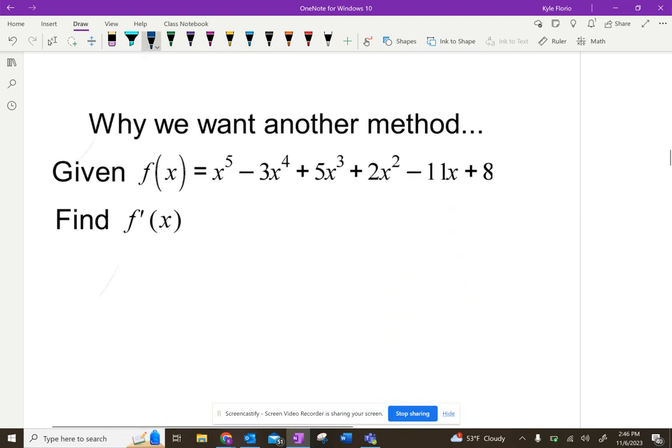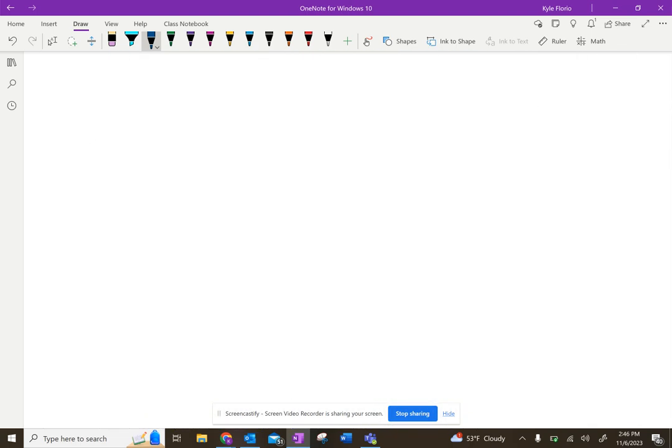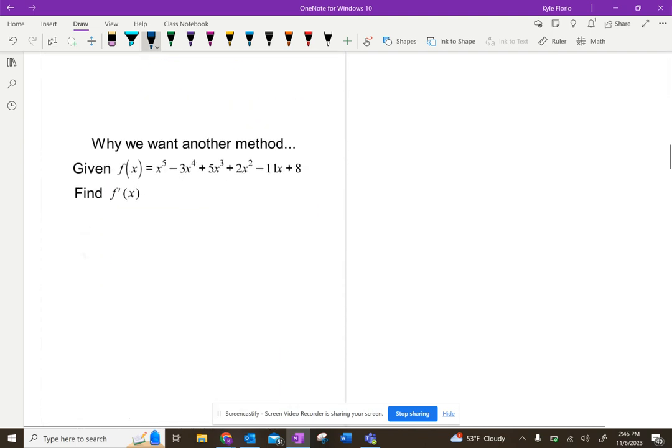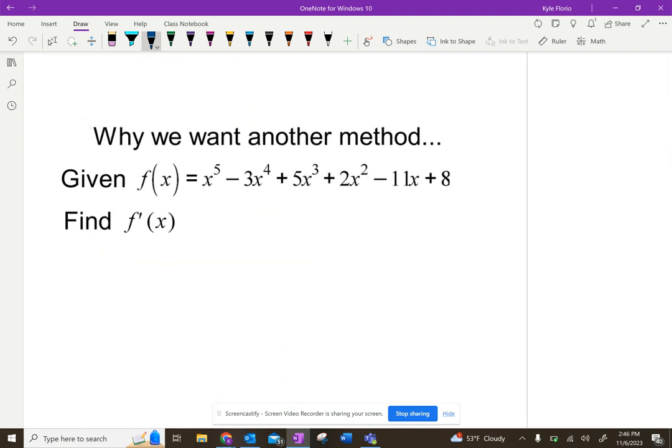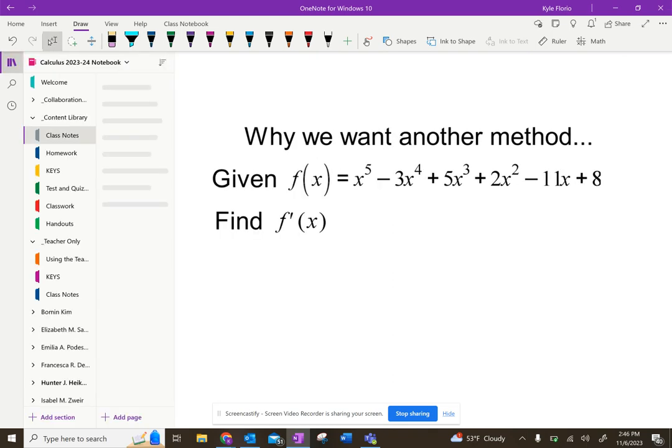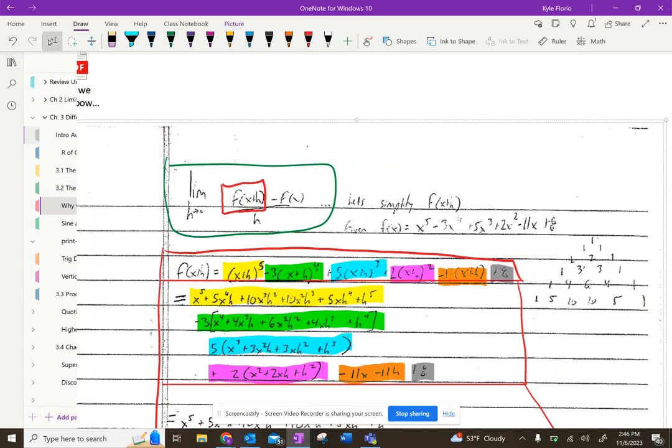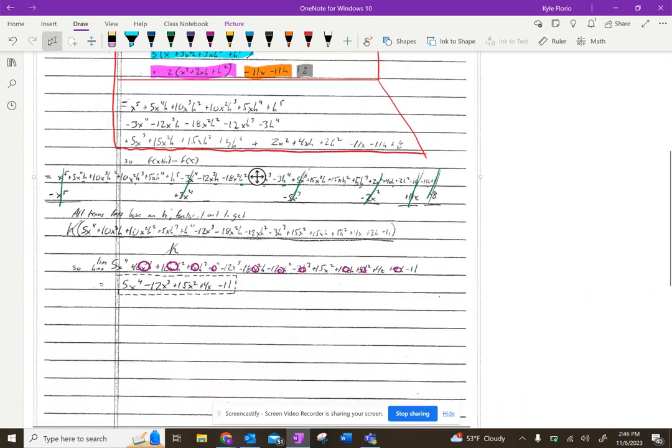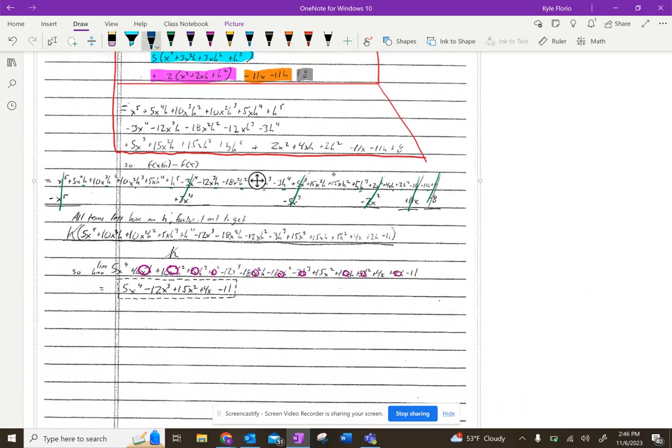So here we have a really long polynomial, and if I wanted to take the derivative of it, it would take me a while because there's a lot going on here. When I have to do the f of x plus h minus f of x over h as h goes to 0, I did it on the side, and it took me a while to get it, and the answer is down here.